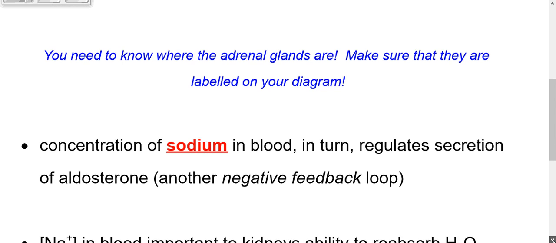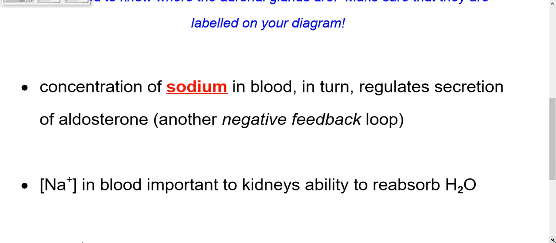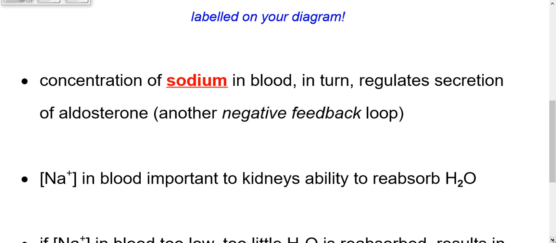So it regulates the concentration of sodium in your blood and in turn regulates the secretion of aldosterone. So this is another negative feedback loop. So sodium in your blood is important to kidneys' ability to reabsorb water. So again, when we talked about our urine formation, we talked about that increasing saltiness and that concentration gradient that's set up. So we need to have enough salt there because that saltiness in the medulla around that loop of Henle is why our water passively reabsorbs back in.